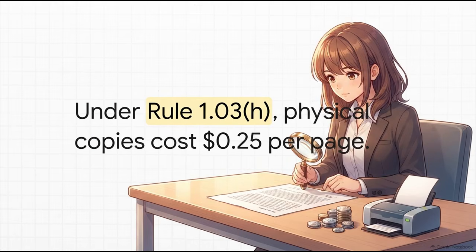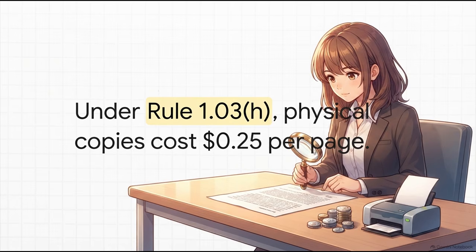Now, a quick heads up here. While viewing those records on a courthouse terminal is 100% free, you should be aware that if you actually want to walk out of the building with physical paper copies in your hand, you are going to have to pay. Under Supreme Court Rule 1.03H, courts charge an independent statutory copy fee. That's typically about 25 cents per page, plus a little extra if you need the document officially certified.